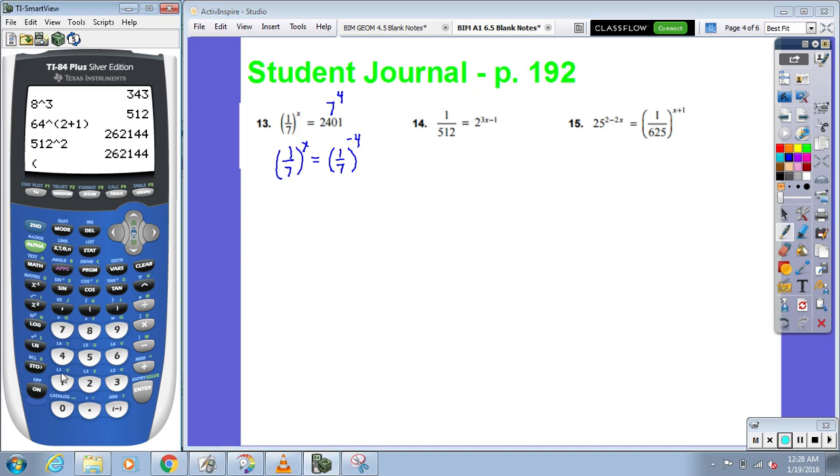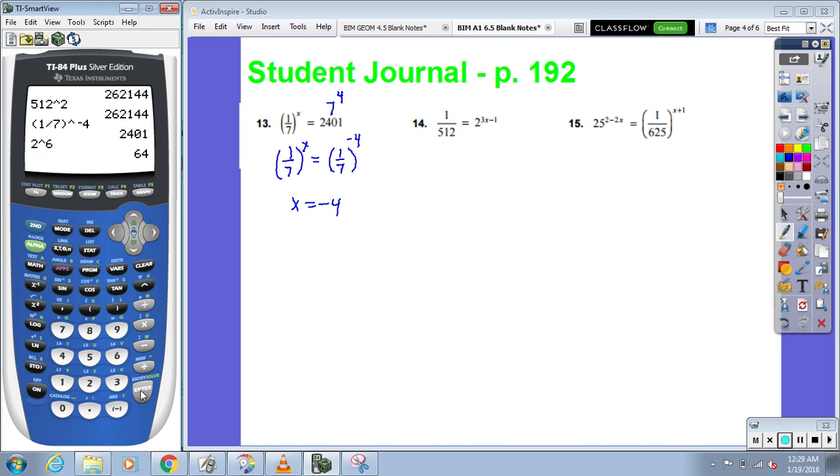Now go ahead and just type in your calculator and try it. We do 1/7 to the negative 4, and because of our negative exponent rules, it's going to flip it around, become the reciprocal, and make a positive power, and that's how it becomes 2,401. So we then know that x equals negative 4. So let's try this one. We have 1 over 512, so we want it of a power of 2. So first of all, let's just figure out what the power is. So let's try 2 to the 6th.